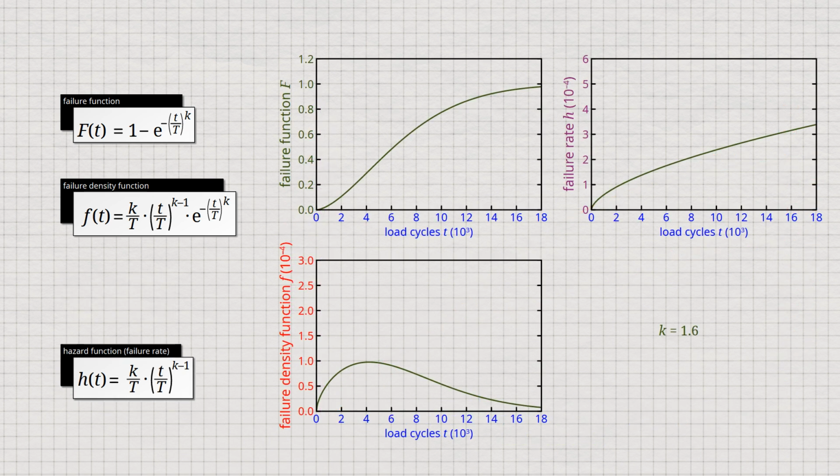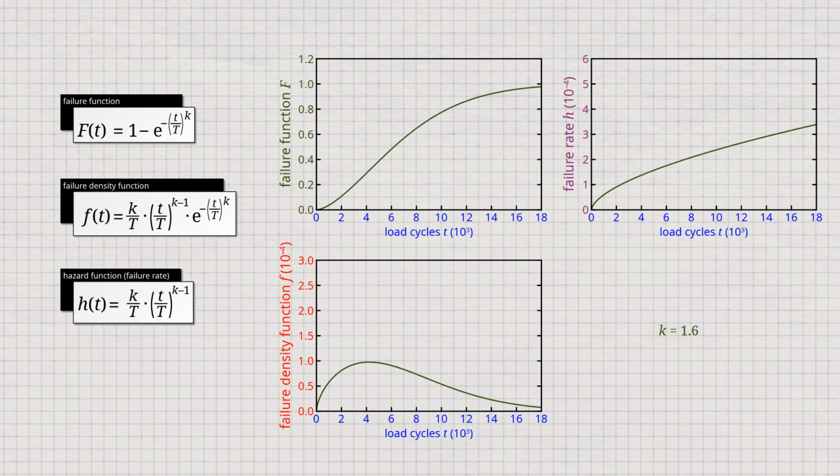Let us now look at different Weibull functions in the respective plots of the cumulative failure probability, the failure density, and the failure rate. The graphs first show the curve for a Weibull modulus of k equals 1.6. In general, the failure rate increases for a Weibull modulus between 1 and 2, but less strongly with increasing time. With a Weibull modulus k greater than 2, on the other hand, the failure rate increases more and more.